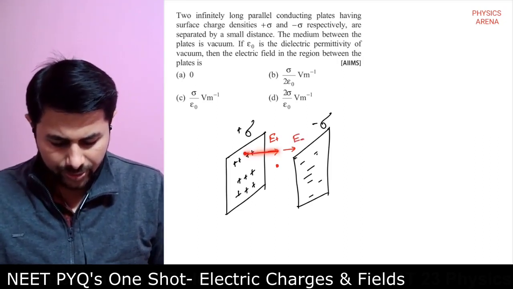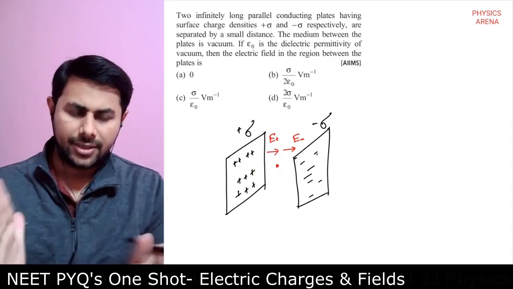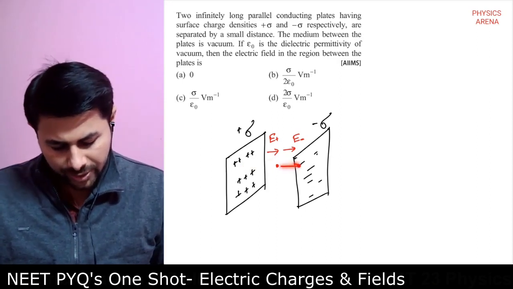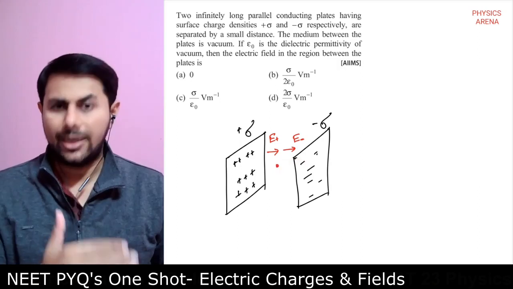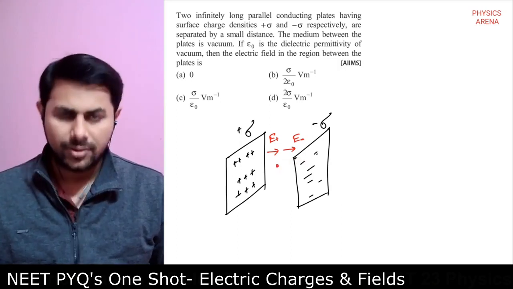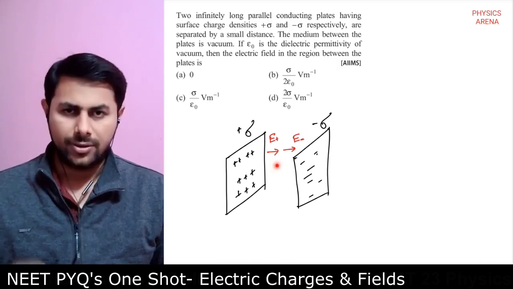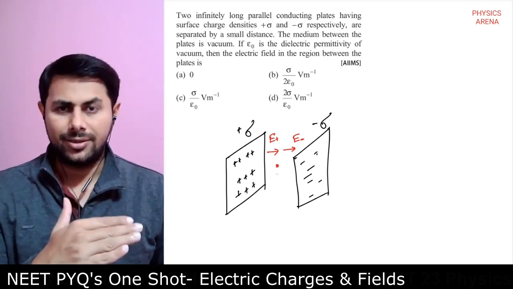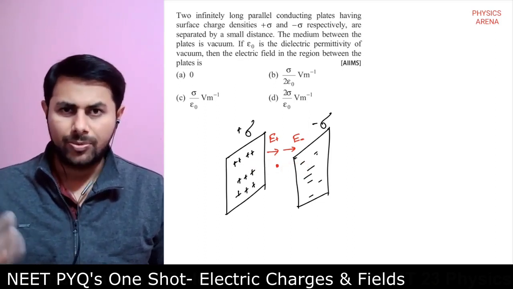So electric field due to positive plate will be directed away from the positive plate towards the point. Electric field due to negative plate will be directed from this point towards the negative plate. But they are in the same direction, right? If you think about what will happen if you keep a positive charge here, it will move towards the right. The positive plate will push it, the negative plate will pull it.